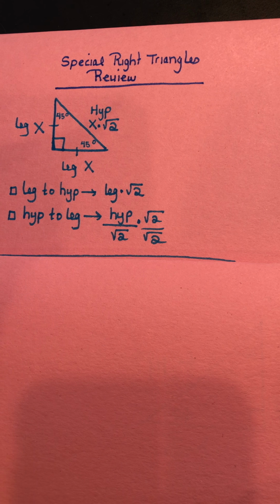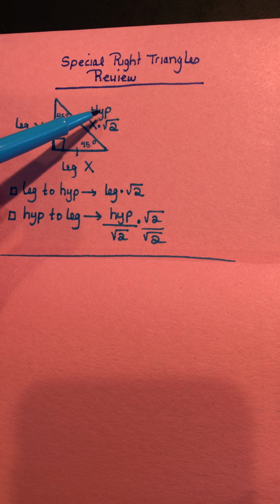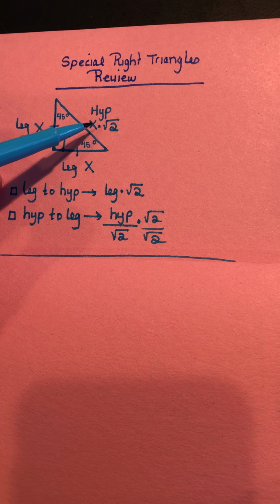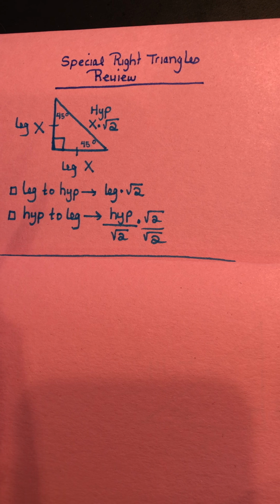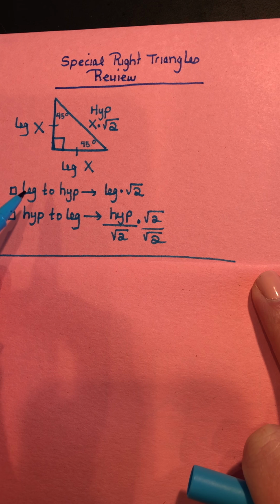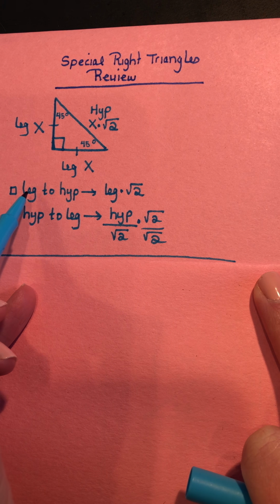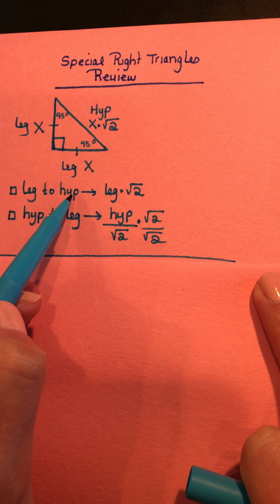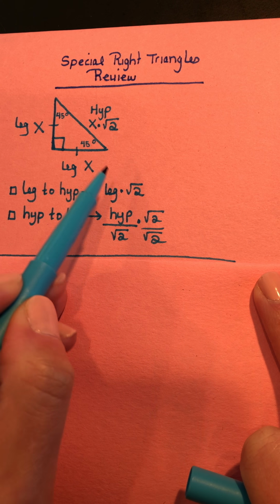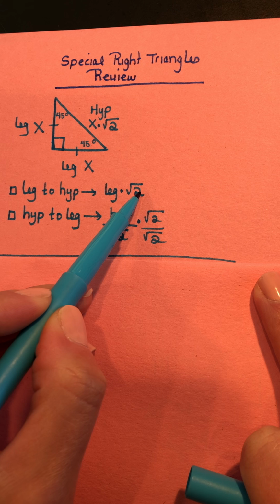Recall we had a 45, 45, 90 triangle. This was an isosceles right triangle where both of the legs of the triangle were identical. So if this side was x units long, so is this side. And remember, our hypotenuse, which was our biggest side, was x times the square root of 2. So this is the simpler of the special right triangles, and there's only two formulas we really need to worry about. Going from the leg to the hypotenuse, getting bigger in size, we take the leg multiplied by root 2.